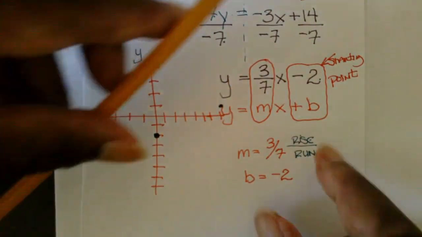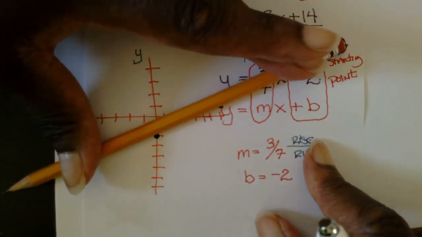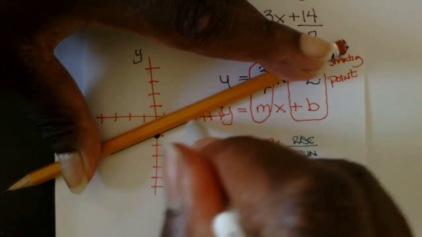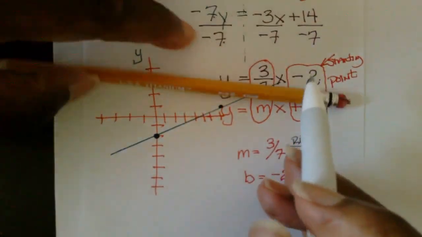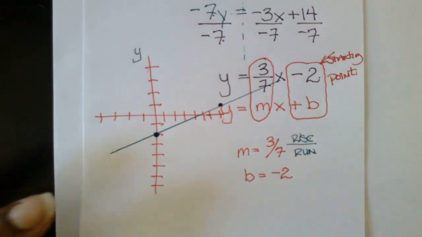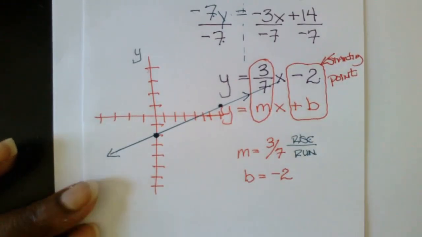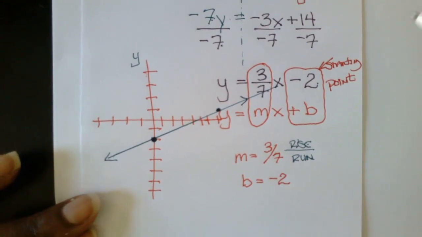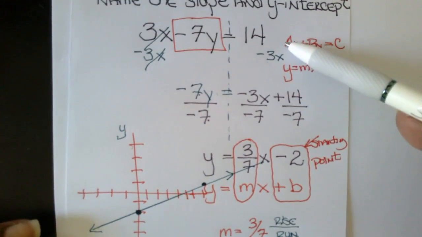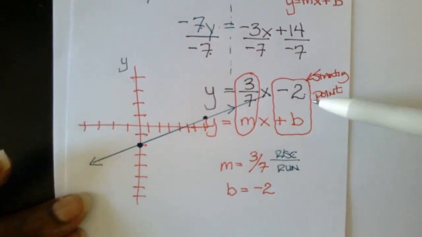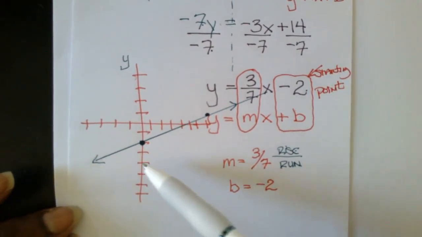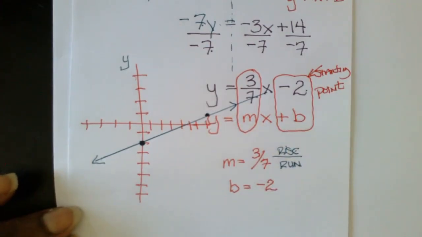I still don't know where my ruler went. The cat probably took it. And you draw your line. So not only did you learn how to translate from standard form to slope-intercept form, I threw in how you can graph.